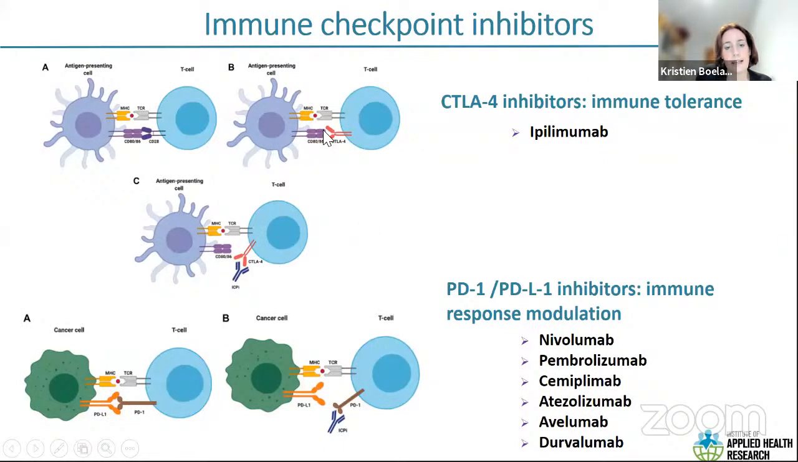So you have CTLA-4 on T cells that interact with antigen presenting cells in the tumor environment. And the drug essentially blocks this interaction and thereby changes the immune status of the tumor and results in positive outcomes. And the main offending drug here is ipilimumab.